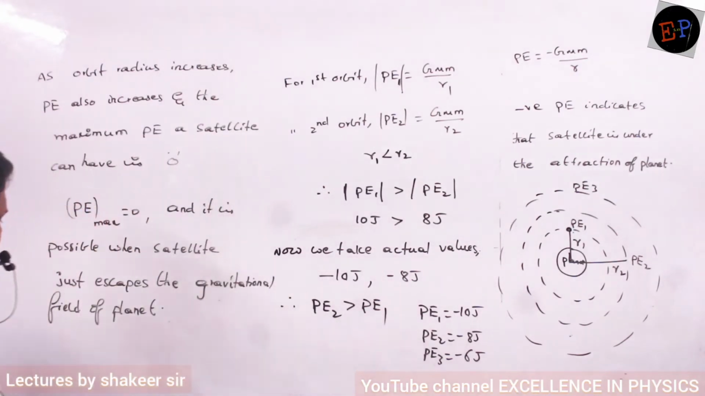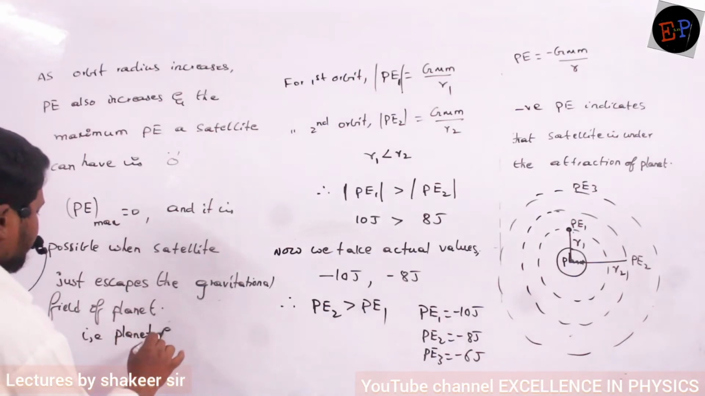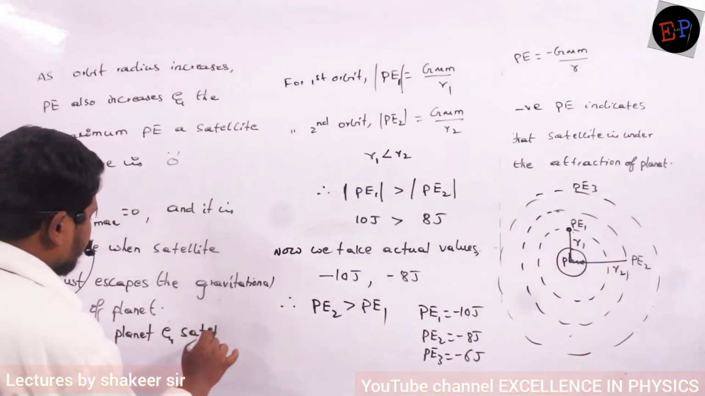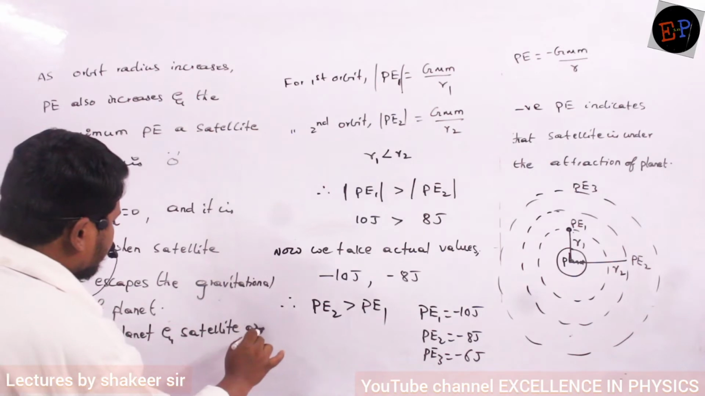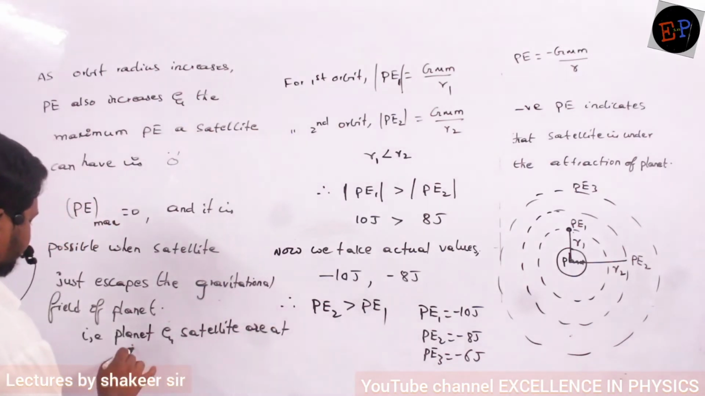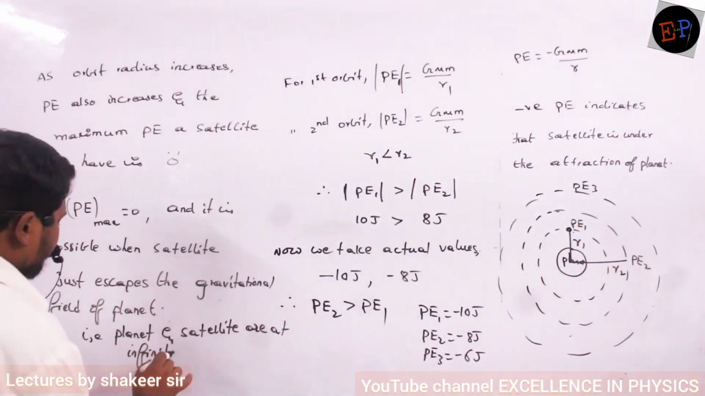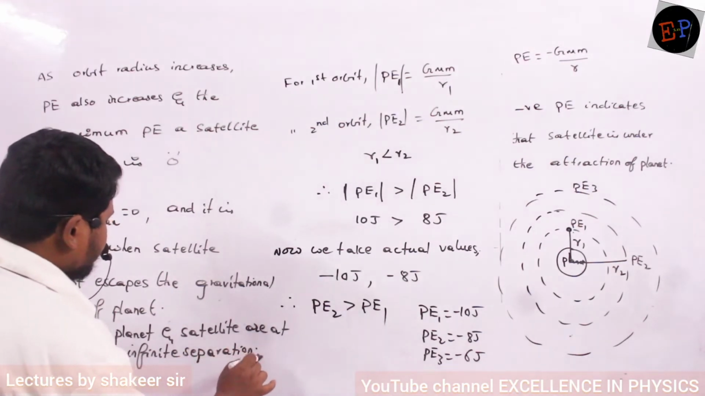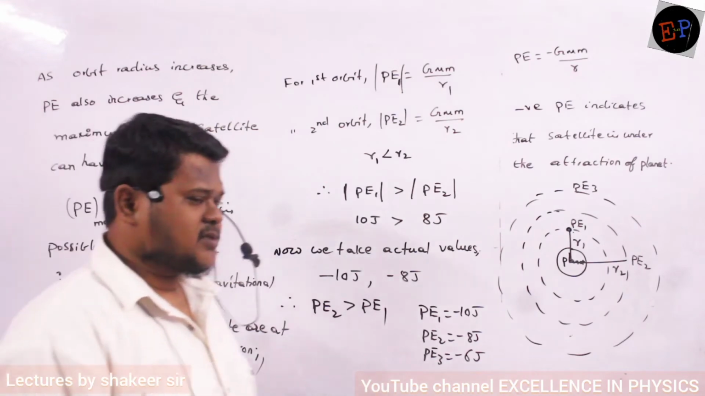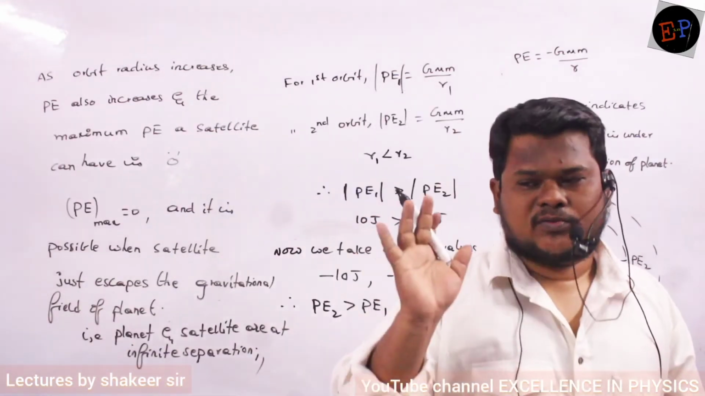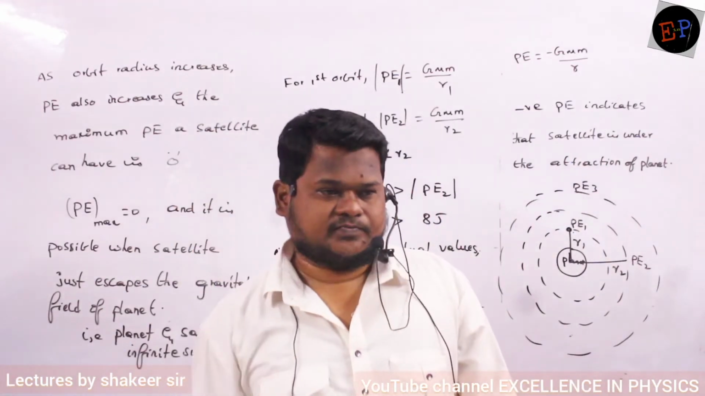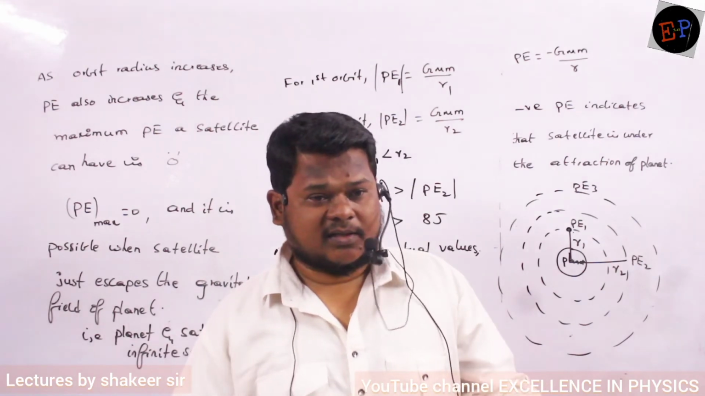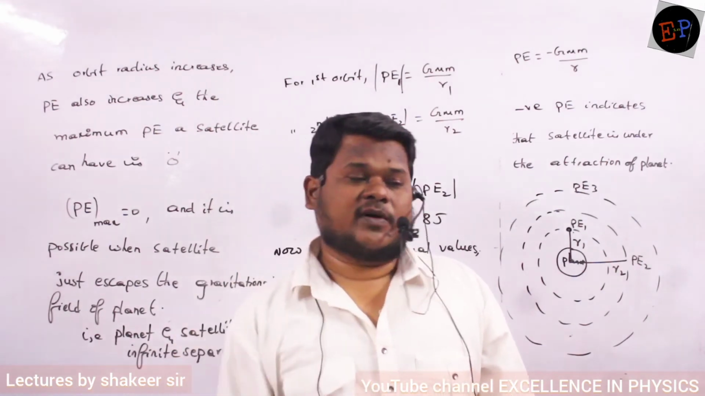Understood? So therefore the planet and satellite are at infinite separation. When they are at infinite separation, what is the potential energy between them? 0. And that is the maximum value. That is the maximum value.